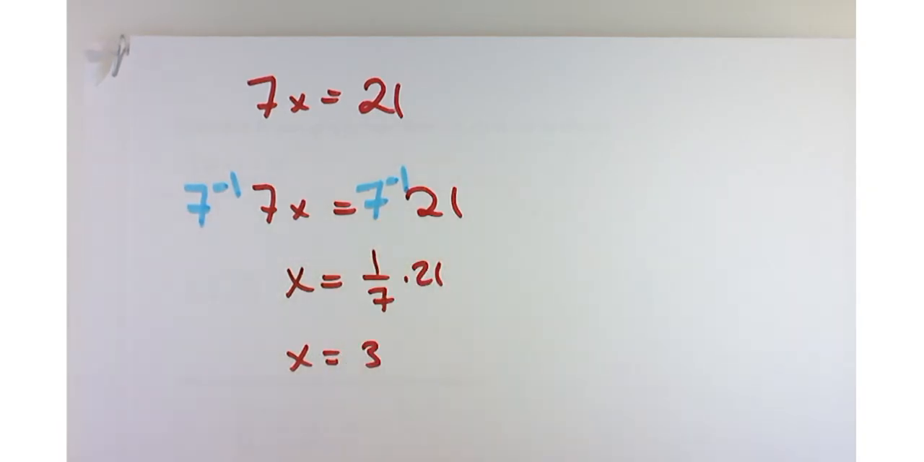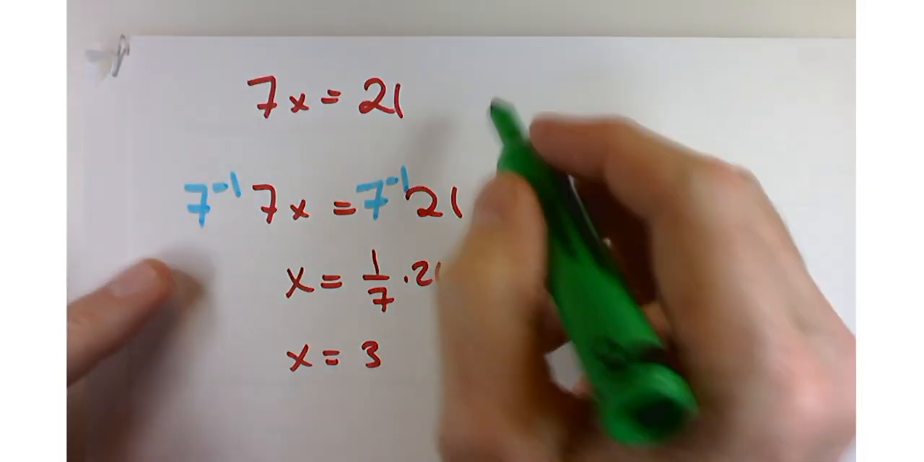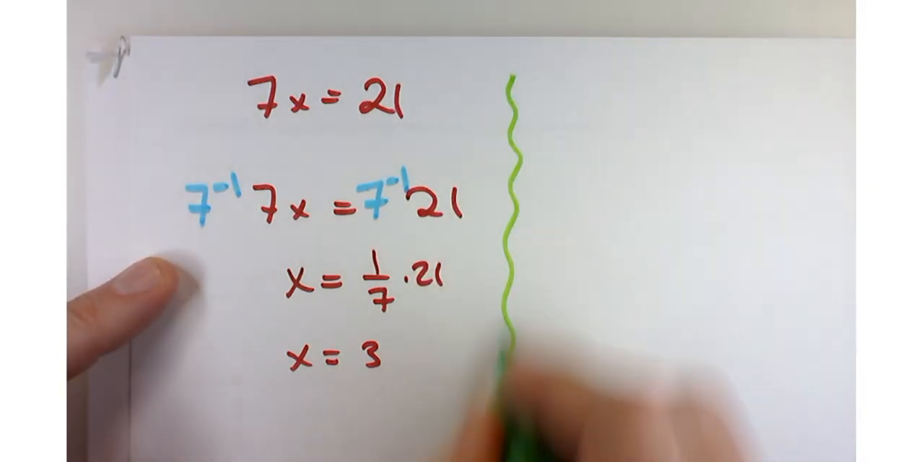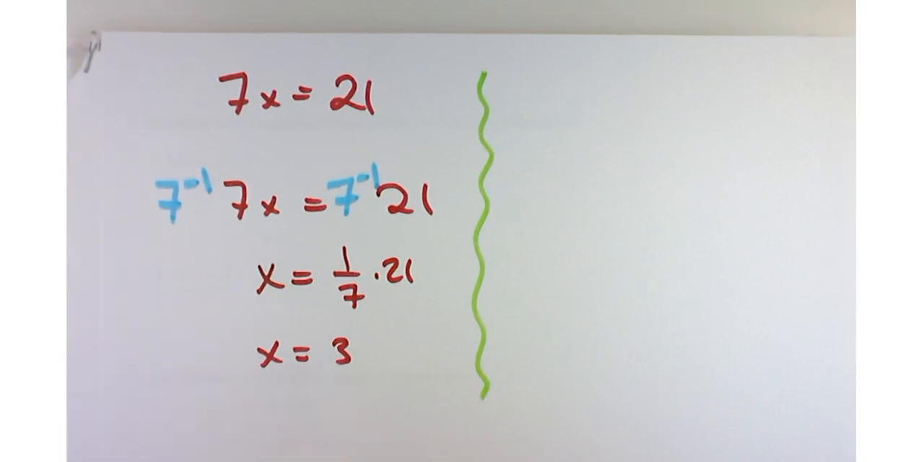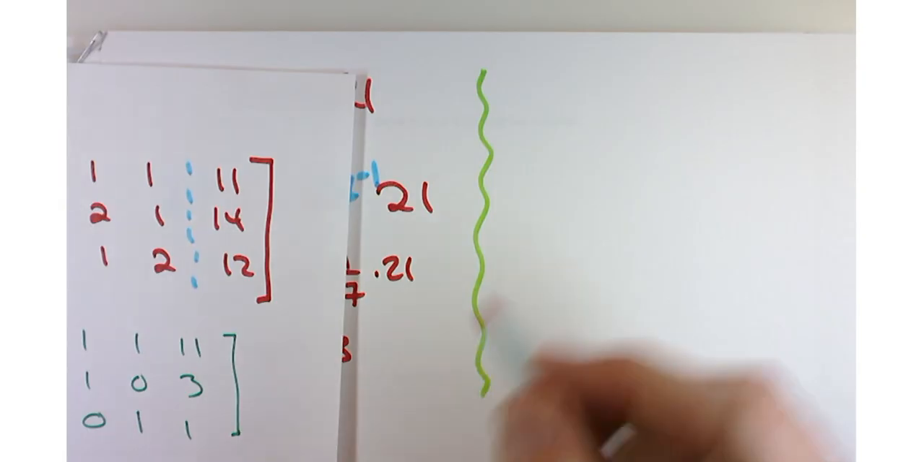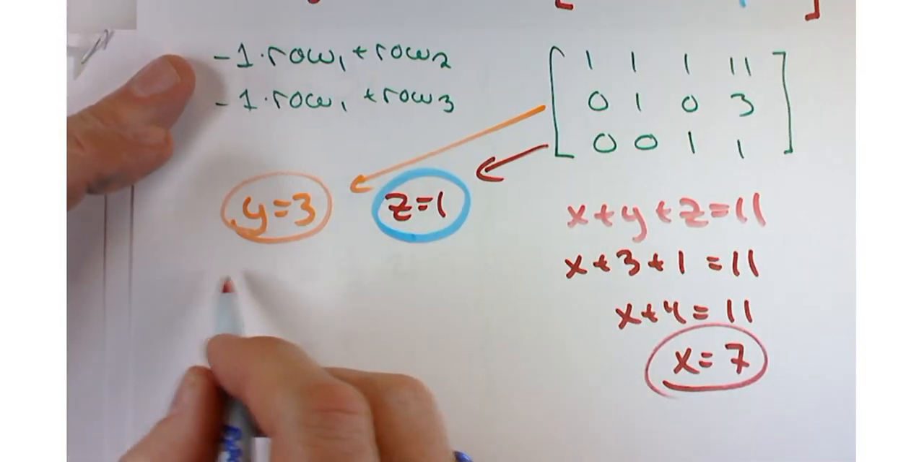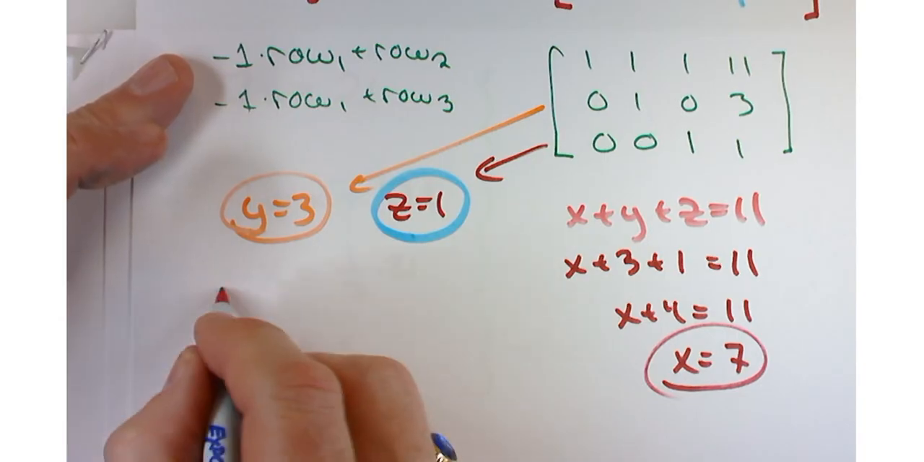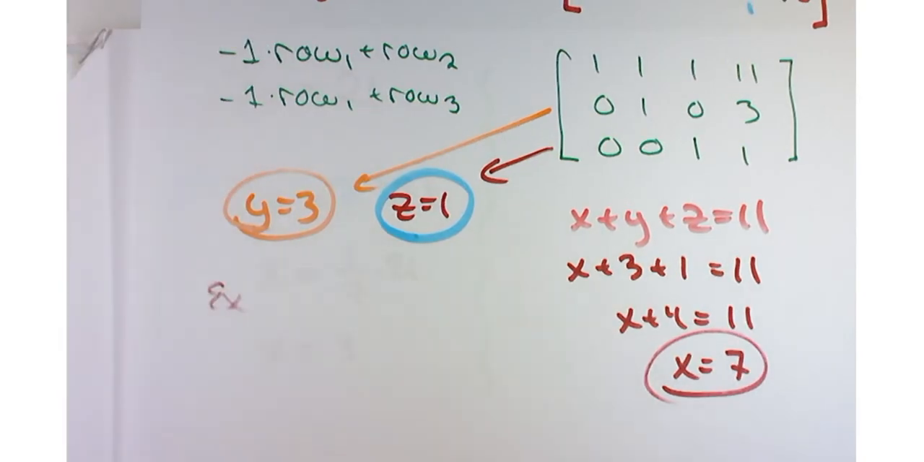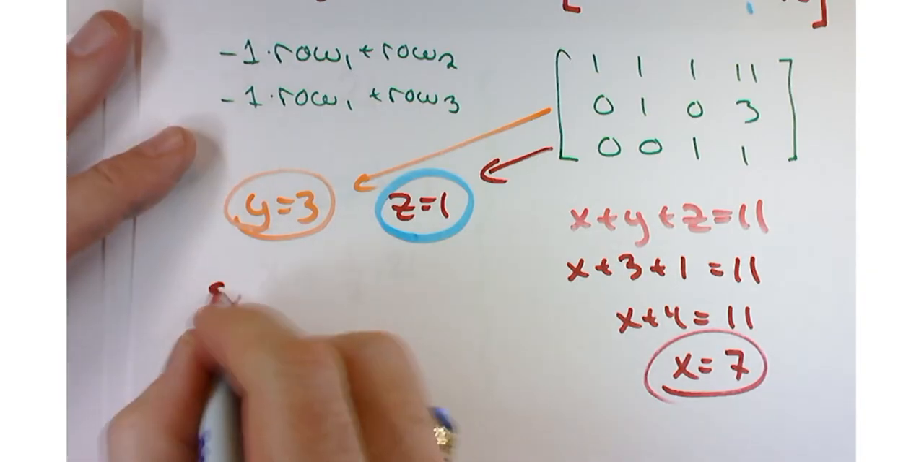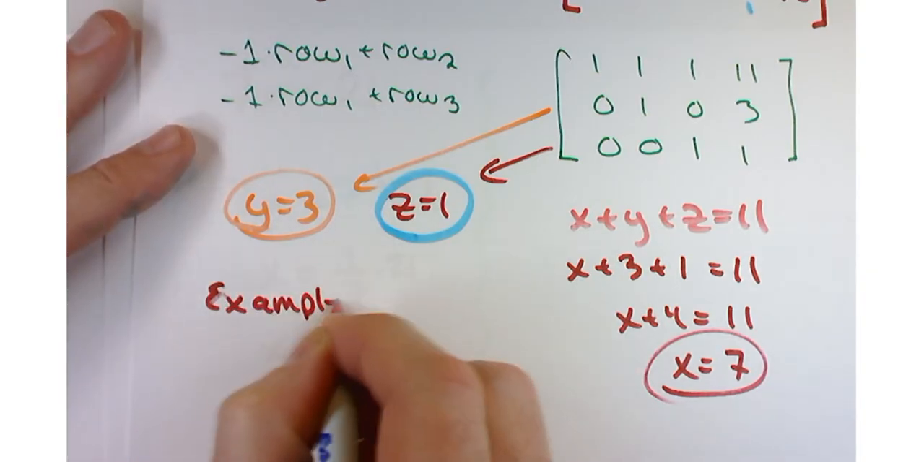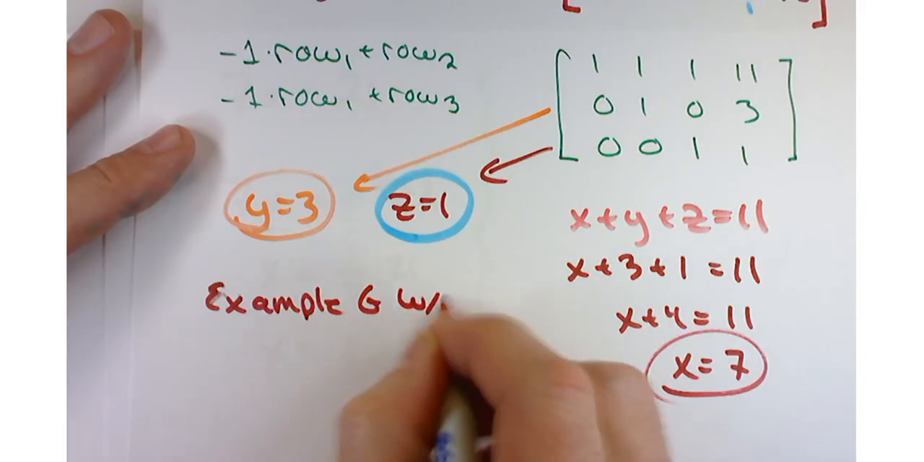What we're going to do next is write our system of equations using matrices. So we're going to write our system of equations not as an augmented matrix, but instead, let me look back at example G now and write it with matrices. So let's write out example G with matrices.